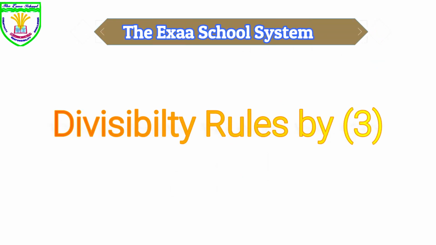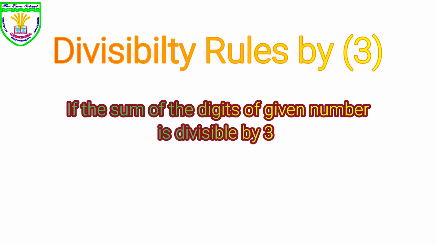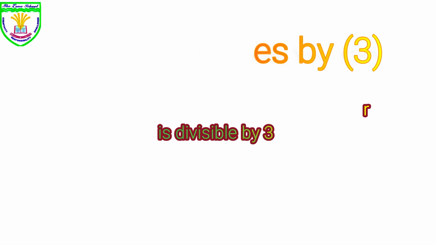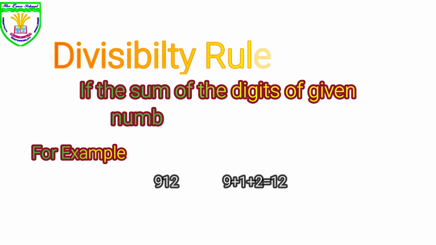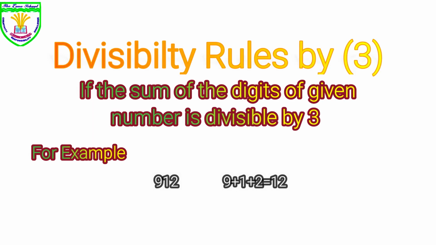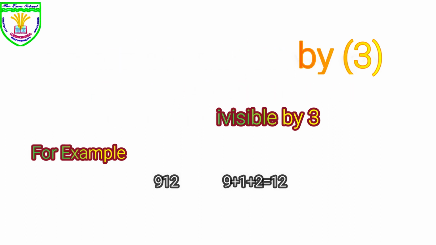Now let's see the divisibility rule for 3. To check whether a number is divisible by 3 or not, we will check if the sum of the digits of the given number is divisible by 3, then that number is divisible by 3. For example, we will add the digits of 912. 9 plus 1 plus 2, the answer is 12. Yes, we know that 12 is divisible by 3, so the given number 912 is also divisible by 3.